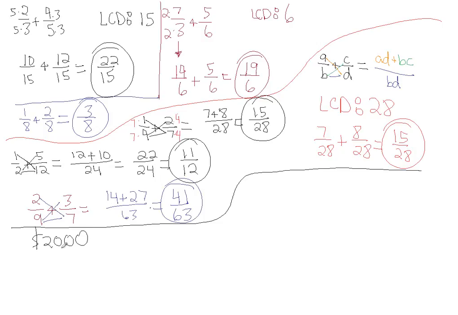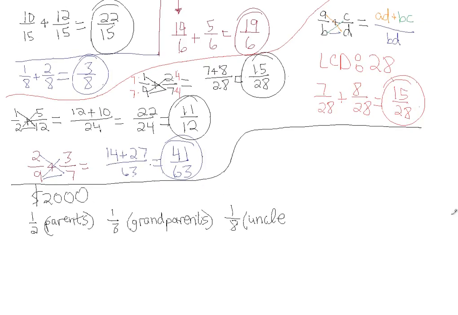Okay, so what we're going to do is list out what we know. Well, Jake's parents are going to provide 1/2 of the cost. So he's getting 1/2 of the cost of the trip from his parents. His grandparents are chipping in 1/3. And his uncle is chipping in for 1/8. Very nice relatives. Alright, so since we're adding 3 fractions, let's take 2 at a time.